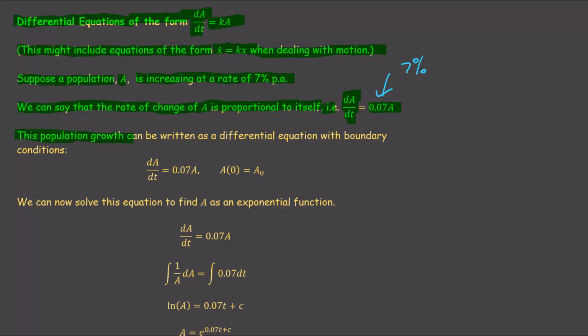This population growth can be written as a differential equation with boundary conditions. So we have the equation itself here, and then the population A at time 0 is usually written as A naught. We can now solve this equation to find A as an exponential function.